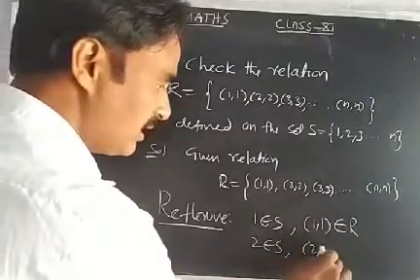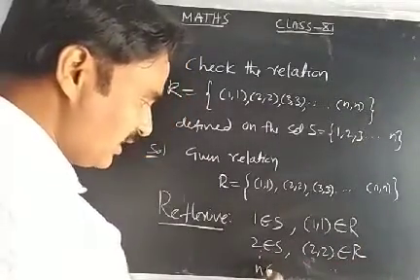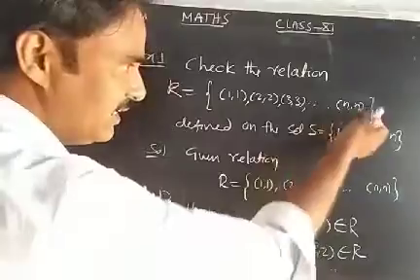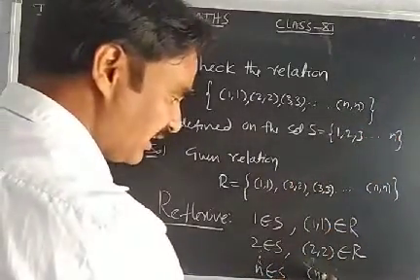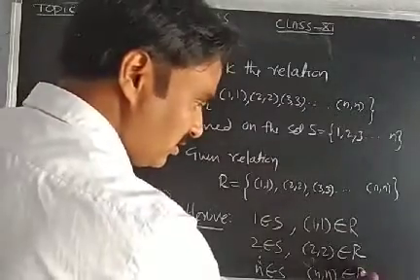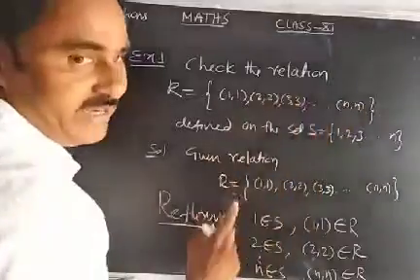If you take 2 belongs to S, then (2, 2) belongs to R. So on. Suppose n belongs to S. Every element you can take, each and every element, and check the ordered pairs. I am taking n, and again I will check (n, n) belongs to R. So here the ordered pairs are finite.